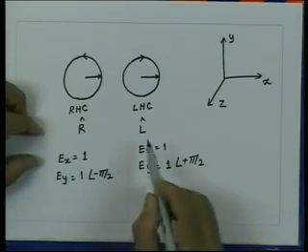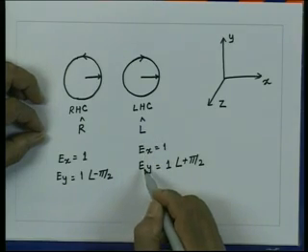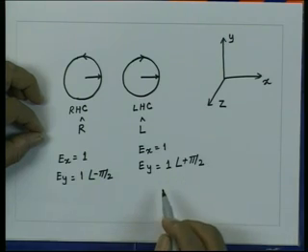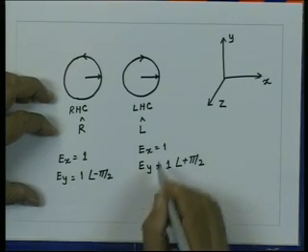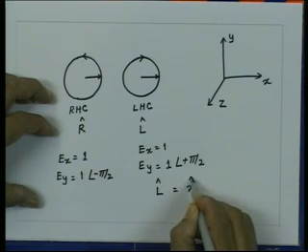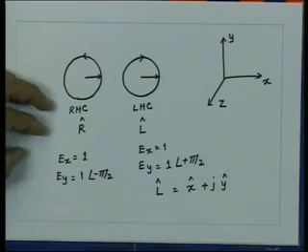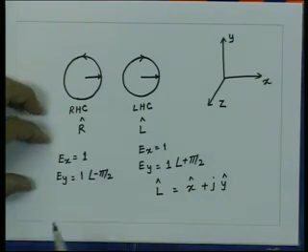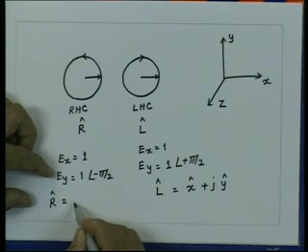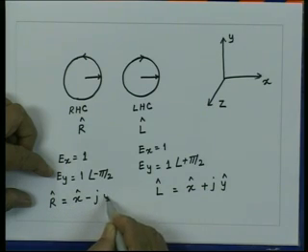So, that means this L unit vector can be represented as x plus a 90 degree phase shift into y. So, we get the L unit vector as the unit vector x plus j times unit vector y. Similarly, for the right handed case, we get the r unit vector equal to x minus j times y.